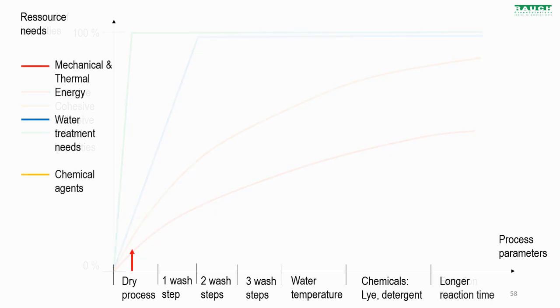So now I want to show you just the intensity of the resources that we use. For example, for the dry process, we need some energy. This is the red arrow. For the wash step, we need more energy, and we need some water. This is just to give you the indication. For 2 wash steps, you would need even more, and I don't want to get into the machinery that you will need, but it's evident that you need more water treatment.